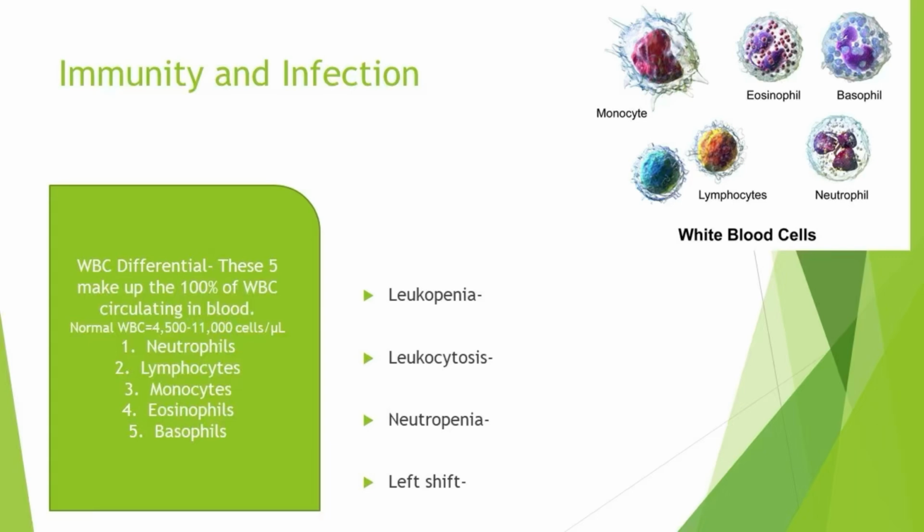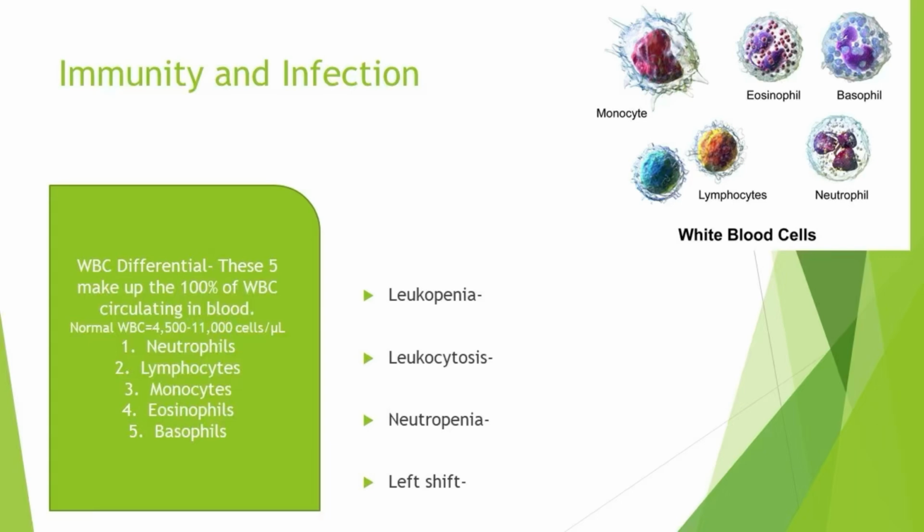You're going to have to think back to pathophysiology a little bit. I went ahead and put the WBC differential down here on the left. These are the 5 WBCs that make up the 100% of WBCs circulating in our blood. The normal WBC count that you would be seeing is 4,500 to 11,000. The 5 different WBCs would be neutrophils, which make up up to 70% of our WBCs. This is our first responder to infection, especially bacterial infection.